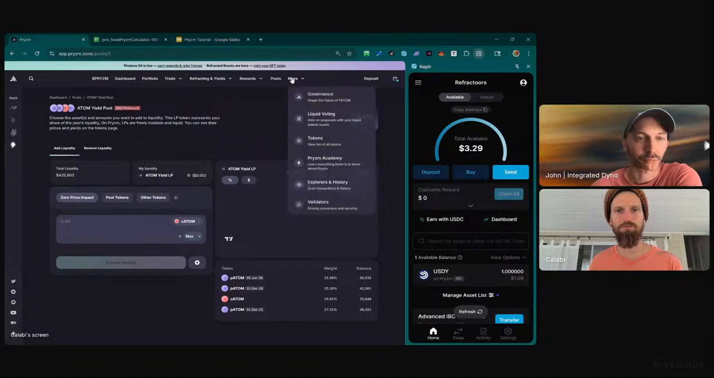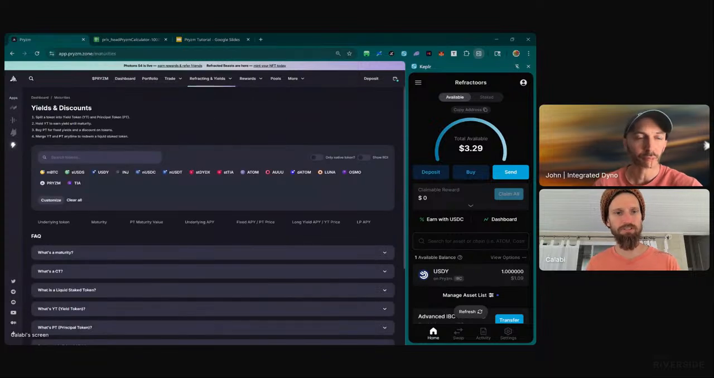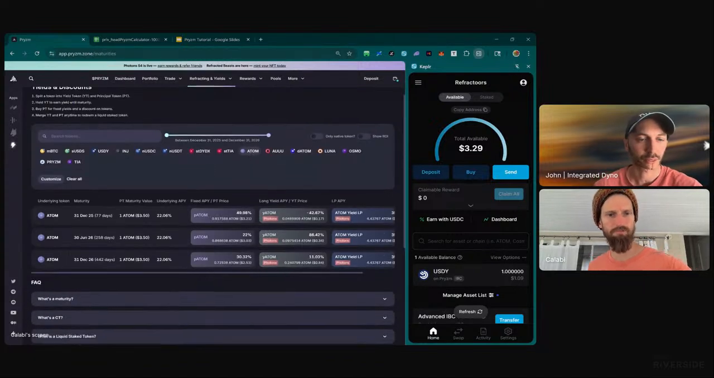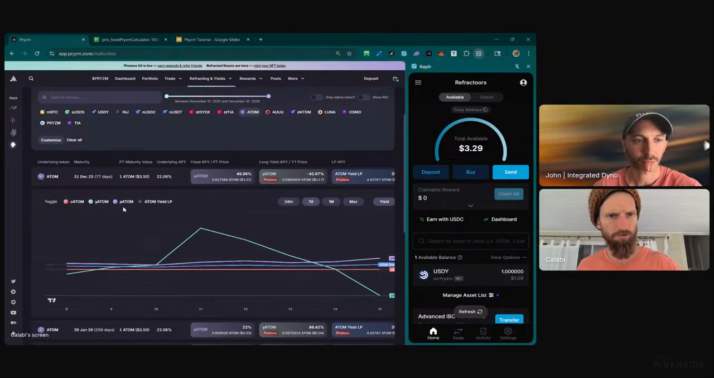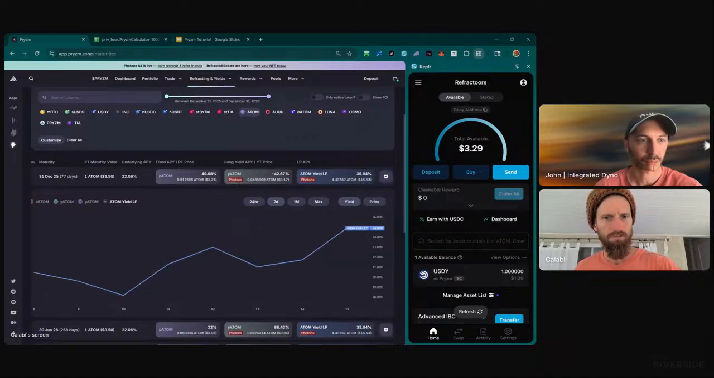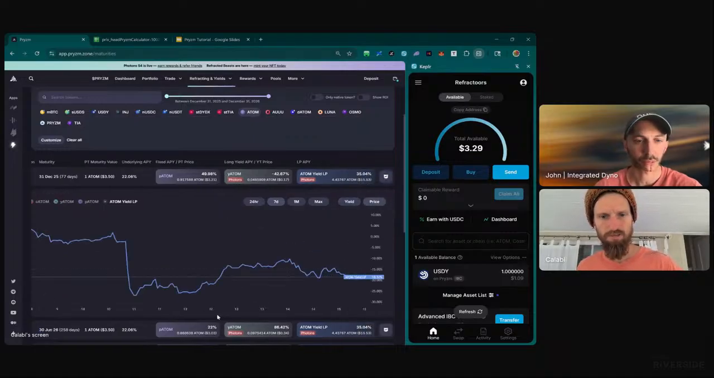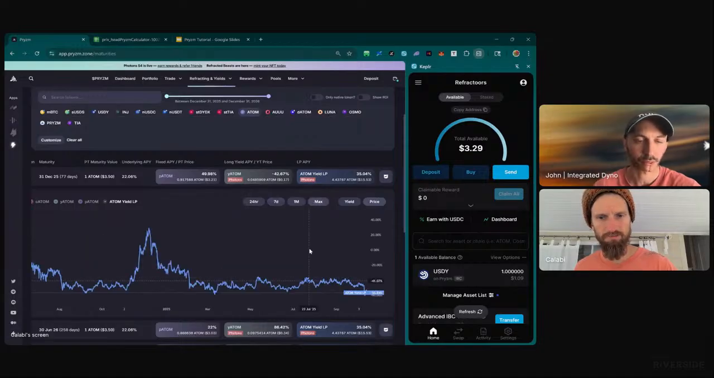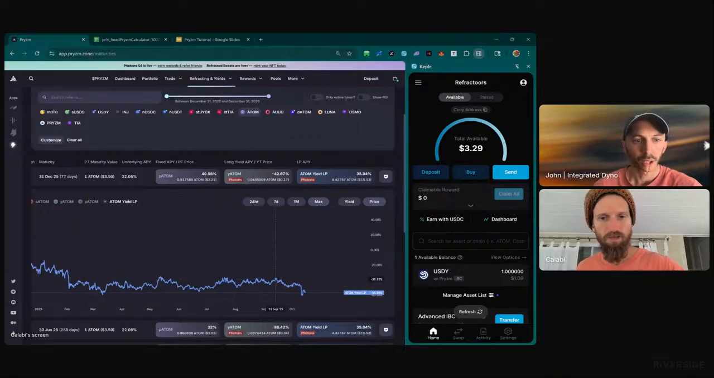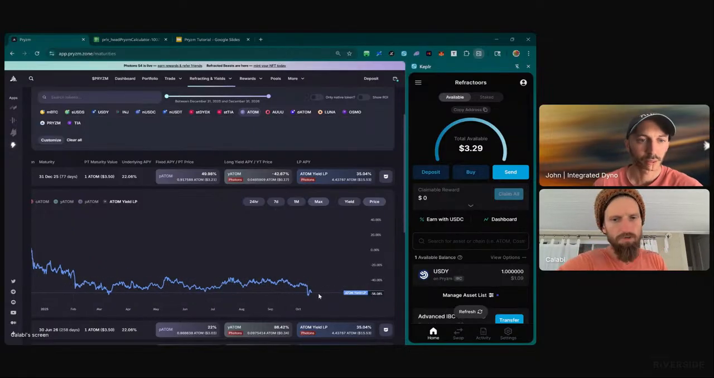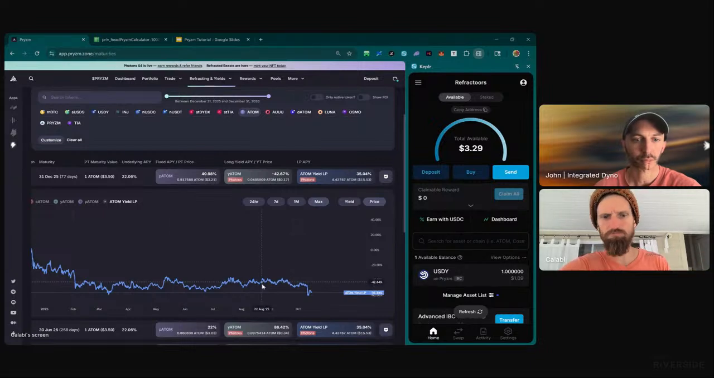A place you can do that is either you could go to the tokens page and find this pool, or you can go to yields and discounts. You filter for Atom, and they have this little chart button here, and I'm going to toggle all these off, and I'm going to look at the price, and you can kind of go out. Let's go to max. And obviously, some of this is clearly due to the price action of Atom. But looking at this, you might say, I consider this to be a decent entry into the LP. I'm going to enter in here and see what happens.